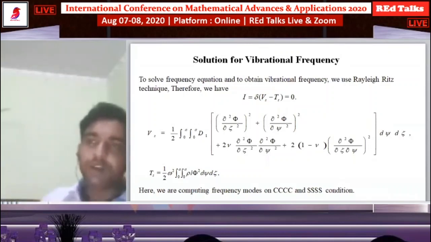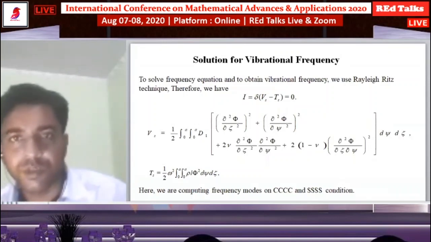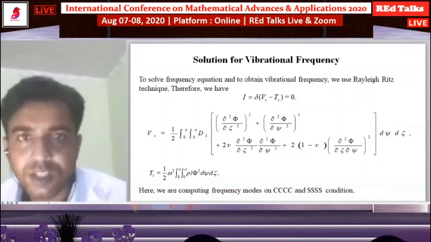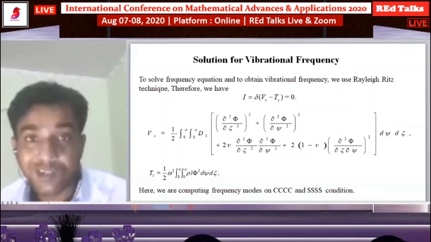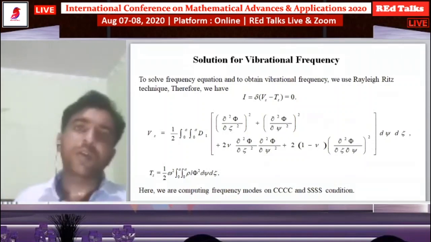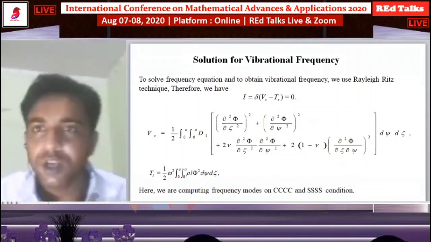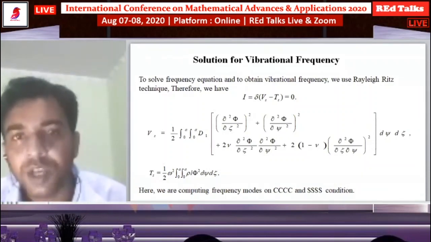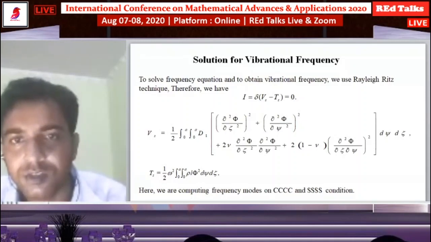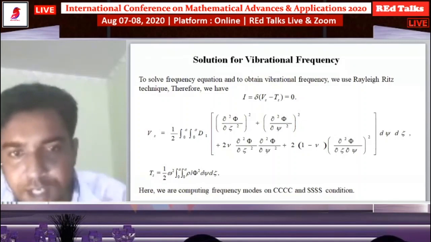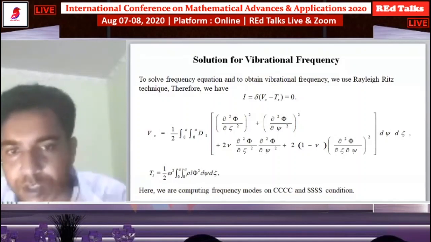After that, we want to find the solution for the vibrational frequency. To find it, we solve the frequency equation and obtain the vibrational frequency. For the solution of the vibrational frequency, we use the Rayleigh-Ritz technique and Rayleigh's method. Therefore, we have I equals delta Vs minus T equals 0, and we are given the values of Vs and Ts. Here we are computing the frequency modes.